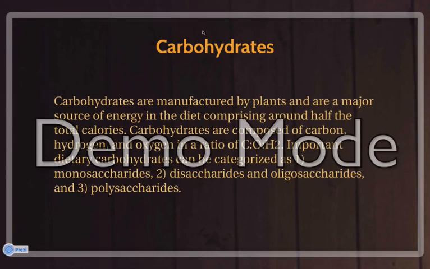Carbohydrates. Carbohydrates are manufactured by plants and are a major source of energy in the diet, comprising around half the total calories. Carbohydrates are composed of carbon, hydrogen, and oxygen in a ratio of CH2O. Important dietary carbohydrates can be categorized as monosaccharides, disaccharides, oligosaccharides, and polysaccharides.